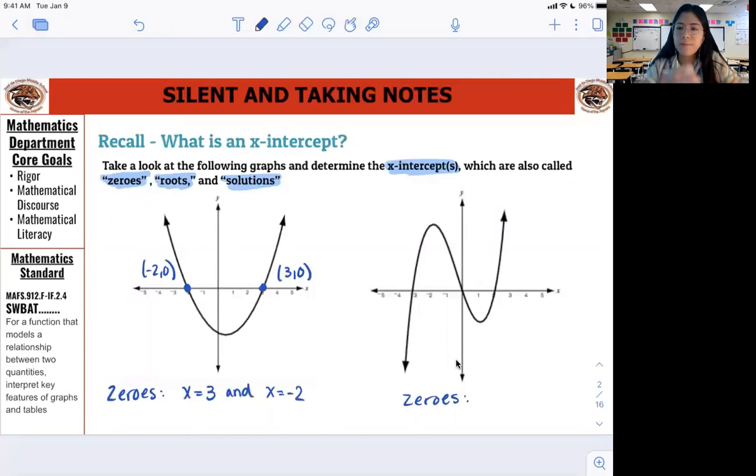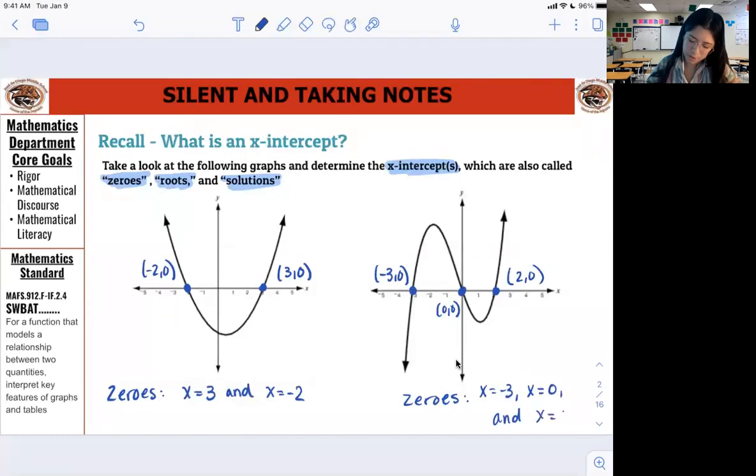How about on this graph? Where are the zeros? 0, 0, the origin, and 2, 0, and about a little bit after -3. Let's just call it -3 for now. So -3, the origin 0, 0, and 2, 0. So my zeros are x equals -3, x equals 0, and x equals 2.